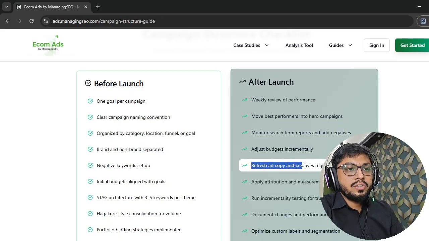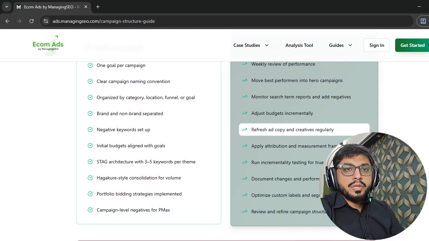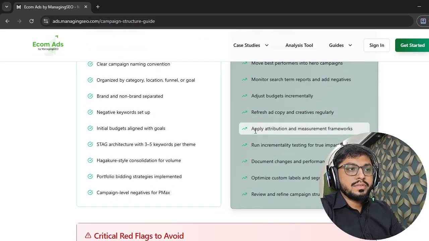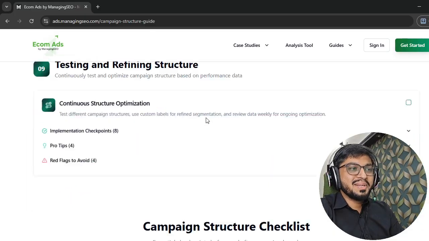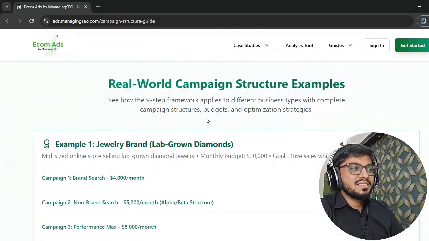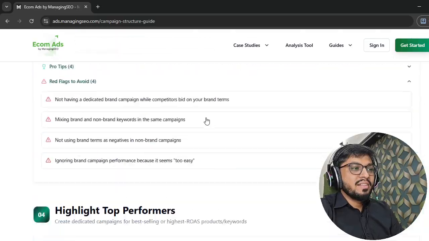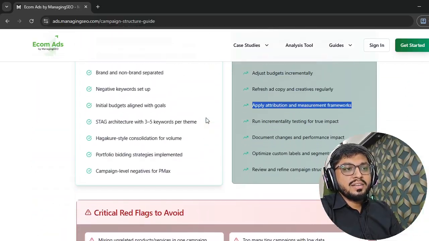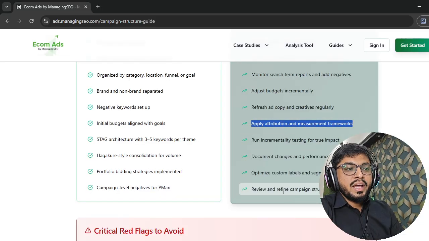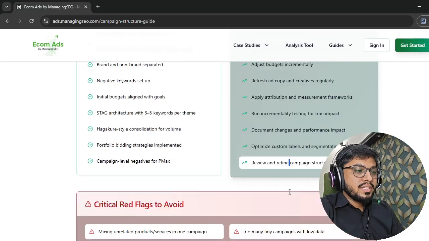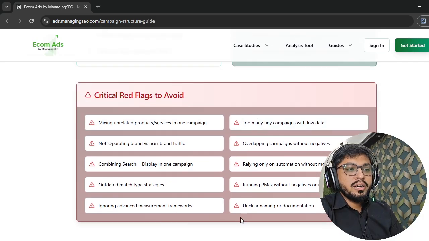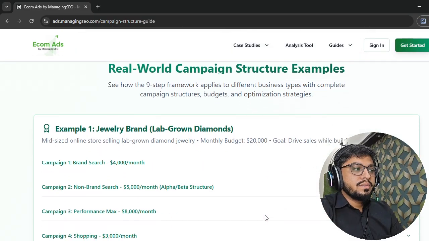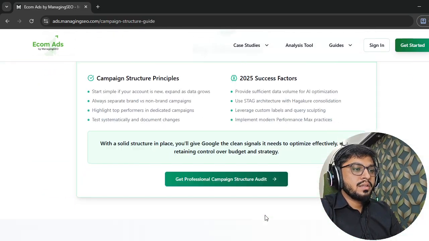And refresh ad copies. Obviously we need to update our ad copies and creatives, and apply attribution and measurement frameworks. These are actually the measurement frameworks. This is the framework that we have here to measure the data in a systematic way. Anyways, you can read the rest, and all the red flags that I have mentioned up till now, the most important ones are mentioned here. And then we have some examples, and that's it.